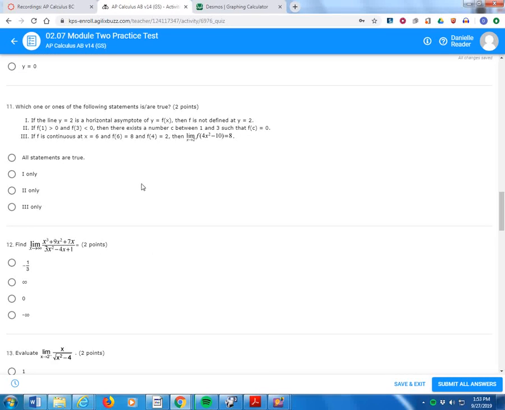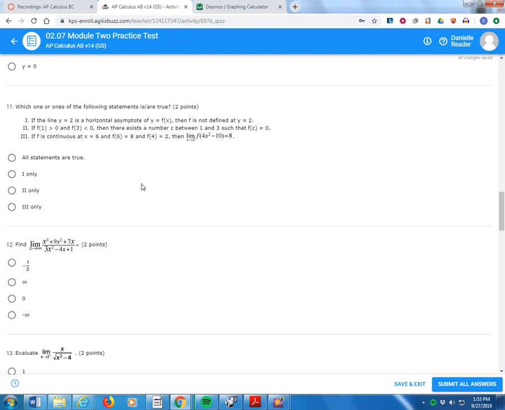Which one or ones of the following statements is or are true? If the line y equals 2 is a horizontal asymptote, then f is not defined at y equals 2. Well, that's true. If it's a horizontal asymptote, it will never reach 2. It's not defined there. The limit actually exists there, but it's not defined there.